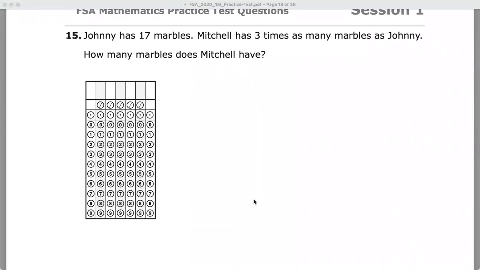Okay, Johnny has 17 marbles. Mitchell has 3 times as many marbles as Johnny. How many marbles does Mitchell have? So times is our keyword here, 17 times 3. 7 times 3 is 21. 1 times 3 is 3 plus 2 is 5. So 51.